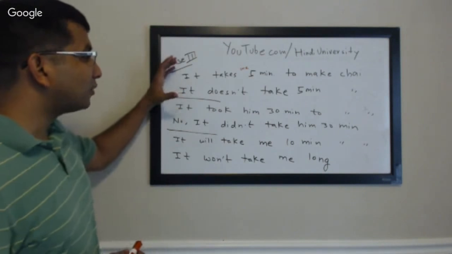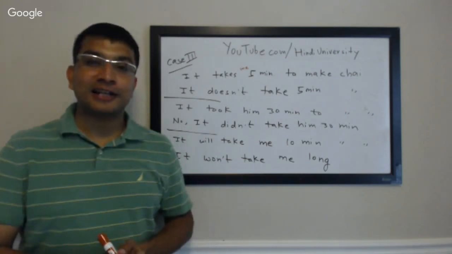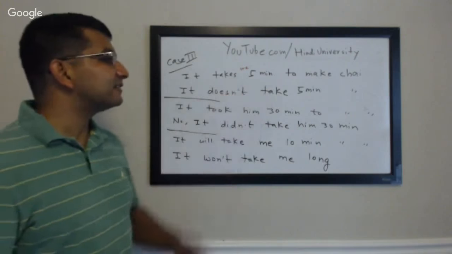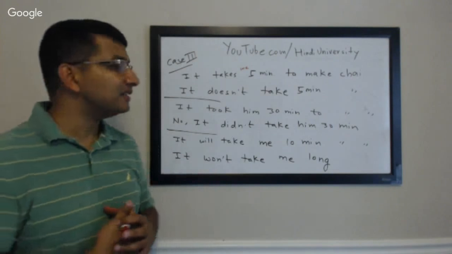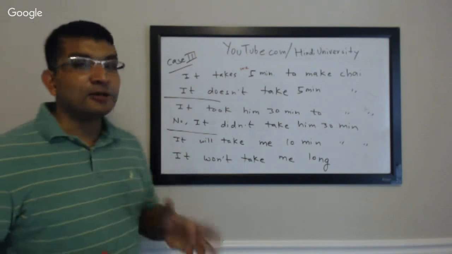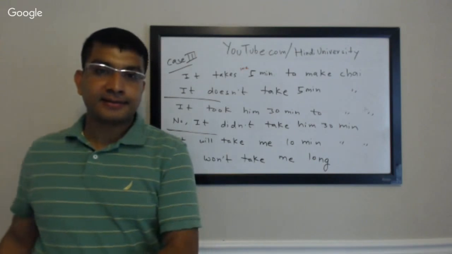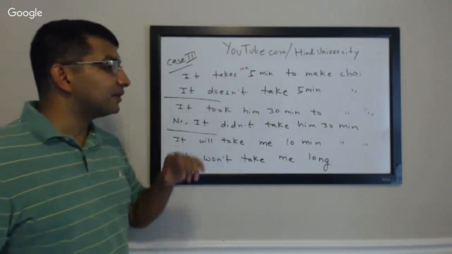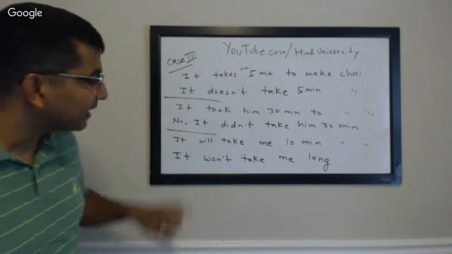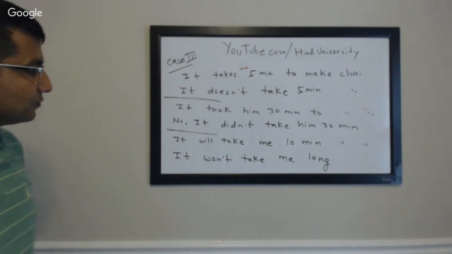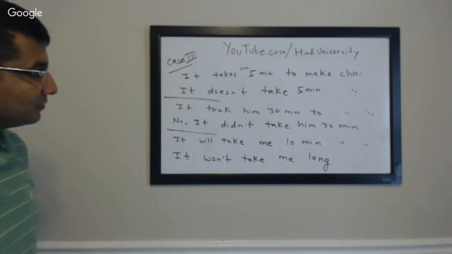Okay, so this was all about fighting over it with your friends who are also equally passionate about making something. In this case, the example is chai. It could be anything, any other object. Now let's say you're fighting over something you did in the past. The question is, it took him 30 minutes to make a chai. You want to answer that? Usko chai banana mein 30 minutes laga.